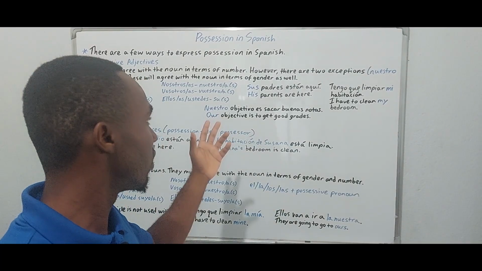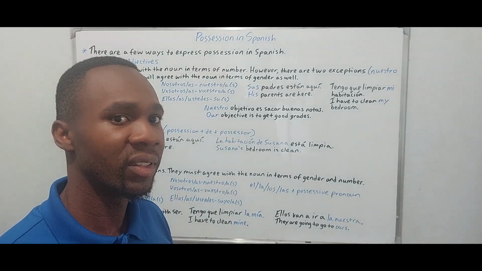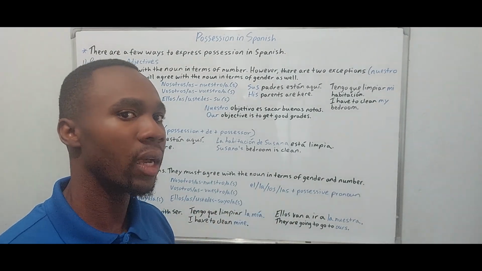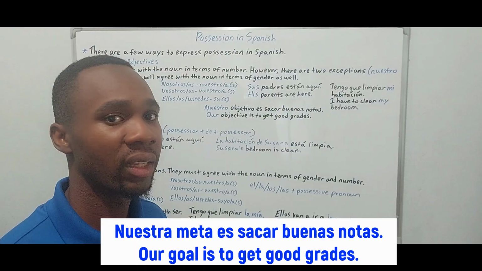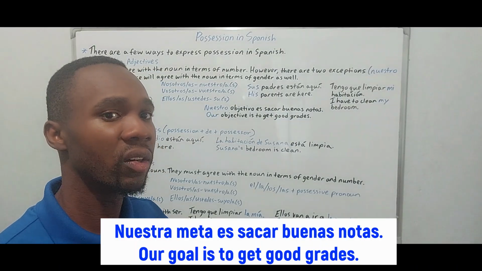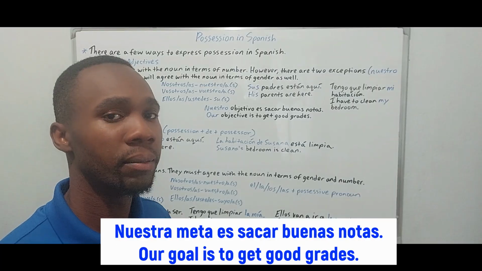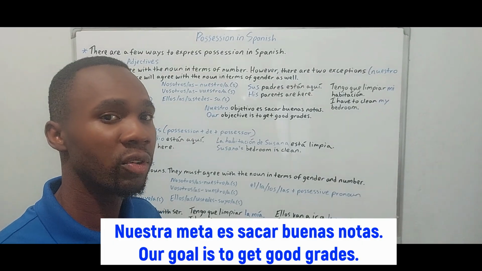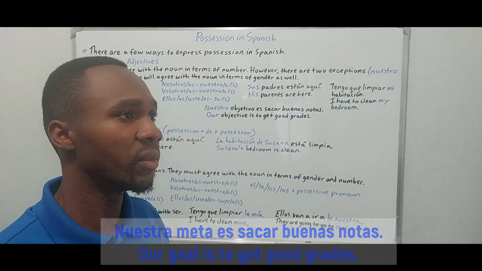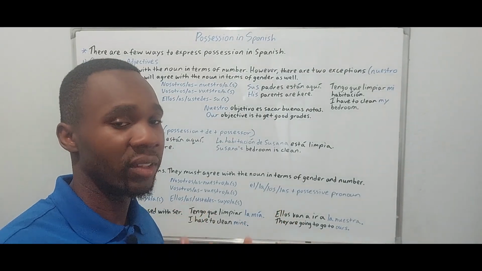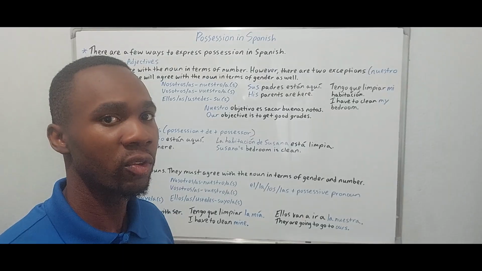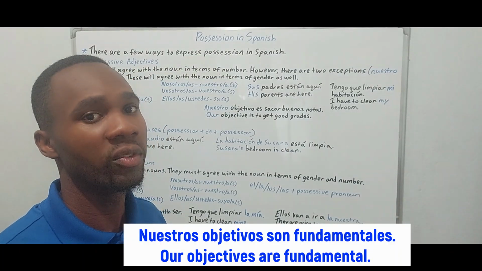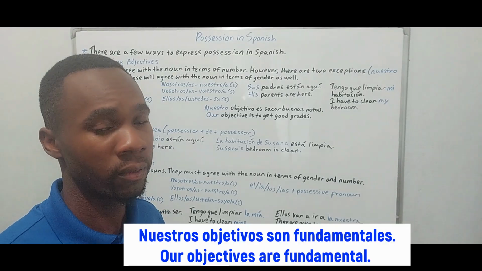Okay? If we want to turn that into a feminine possessive adjective, we would say something like nuestra meta es sacar buenas notas. So it has to be nuestra because meta is singular and feminine. If we want to make it plural, we could use the same example. Nuestros objetivos son fundamentales. Our objectives are fundamental.